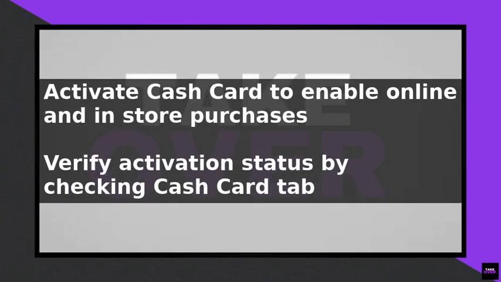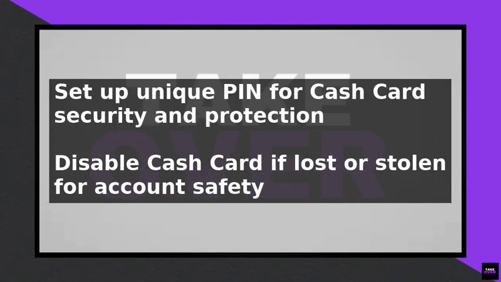It is essential to note that the Cash App Cash Card is a debit card linked to your Cash App balance, and you can use it to make purchases online and in stores, as well as to withdraw cash from ATMs. To ensure the security of your account, it is recommended that you set up a PIN for your Cash Card. To do this, go to the Cash Card tab, select the three dots next to your Cash Card balance, and choose PIN. Follow the prompts to create a unique PIN.